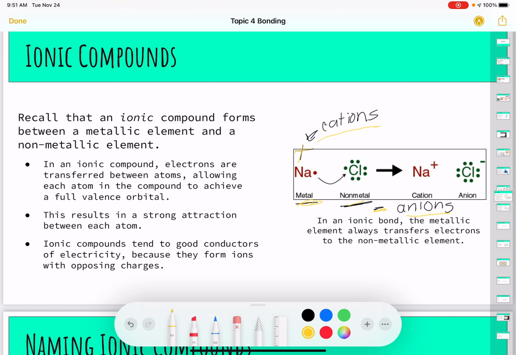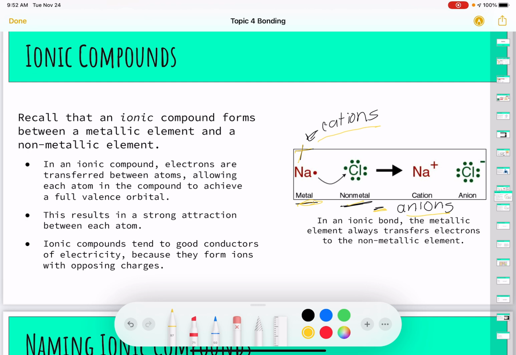In an ionic compound, electrons are transferred between atoms, allowing each atom in the compound to achieve a full valence orbital. This results in a strong attraction between each atom. So when you're sharing, you don't have quite as strong of an attraction like you did in molecular. In ionic, it's a really strong attraction because you're actually transferring an ion or an electron from one of the elements.